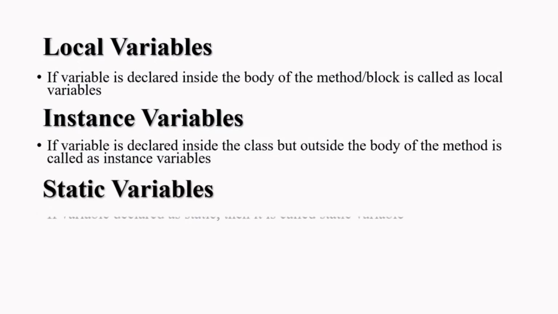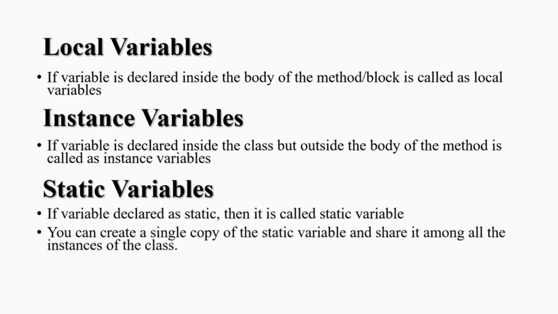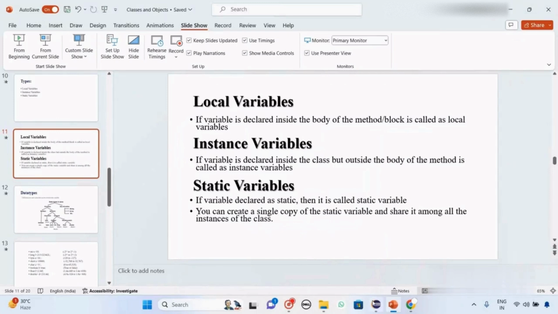And next, static variables. If the variable is declared as static, then it is called a static variable. You can create a single copy of the static variable and share it among all the instances of a class. You can create a static variable once and use it multiple times. Let's see the example. You will get clarity about local variables, static variables, and instance variables. Go to Eclipse.